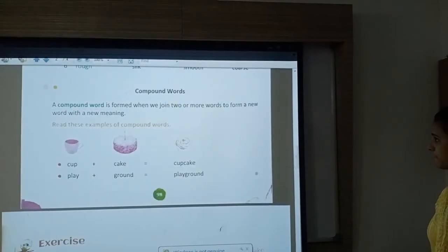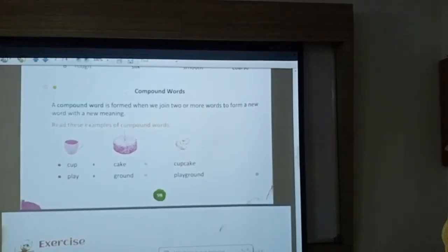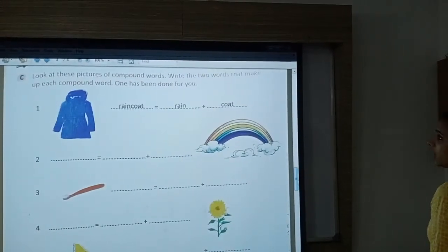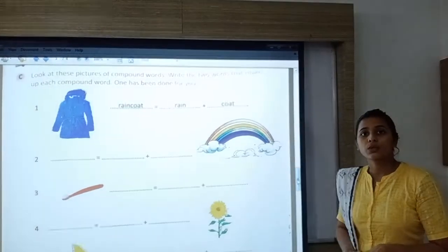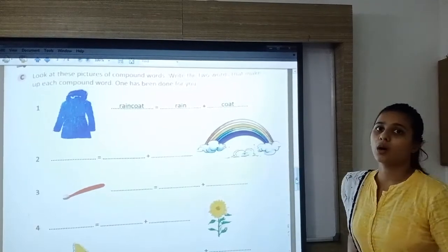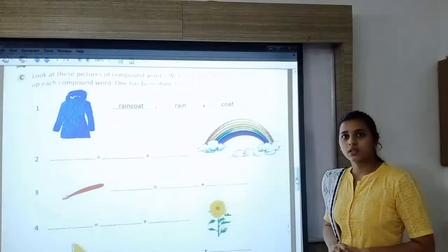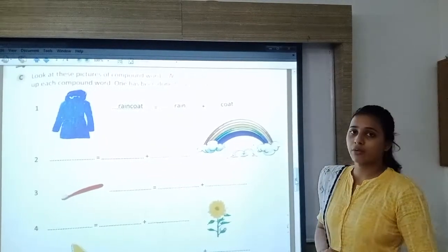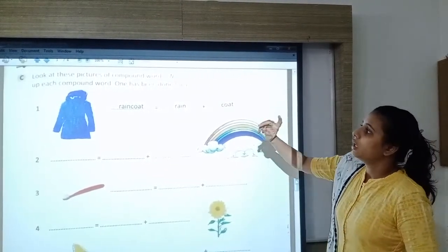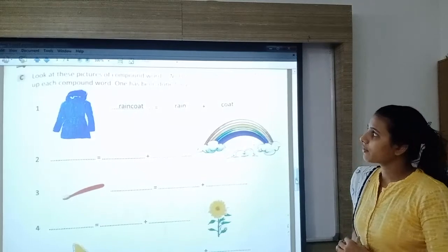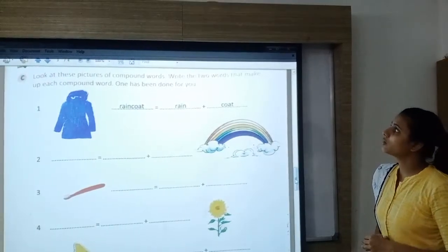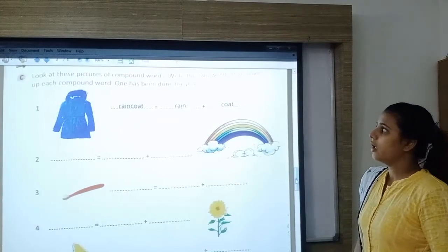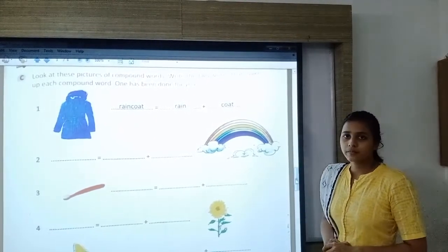Now we are going to see the exercise on compound words. Let us see the exercise which we have to do. Look at this picture of compound words, write the two words that make up each compound word. One has been done for you.